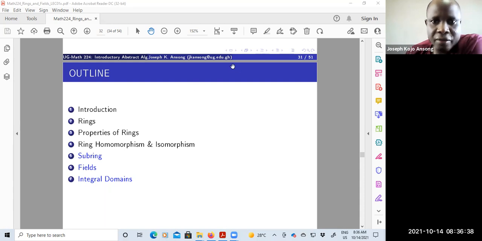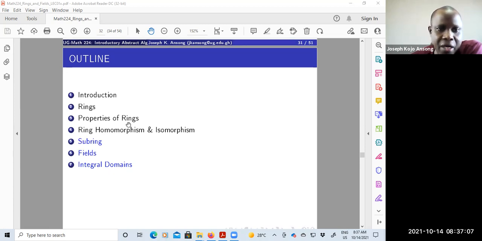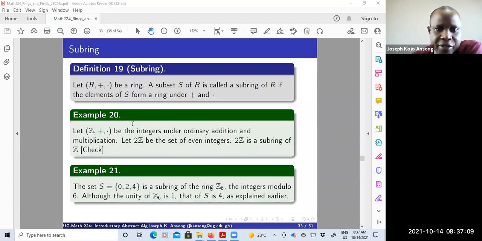We have discussed an introduction to rings. I defined what a ring is, looked at some properties, basically a theorem on multiplication. We discussed ring isomorphism and homomorphisms. So in this lecture, we want to look at subrings. We define subring in this video, and then in subsequent ones, I will look at fields and then we'll look at integral domains. Okay, so that is the plan for this lecture.